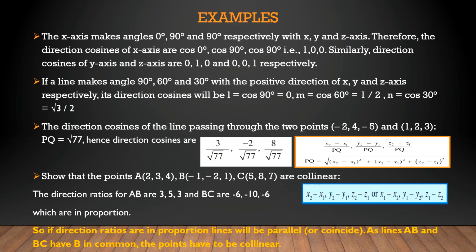But now as lines AB and BC, they have the point B in common. Remember, it is in space. So if they have B in common, then what is the only possibility? That the points are collinear.